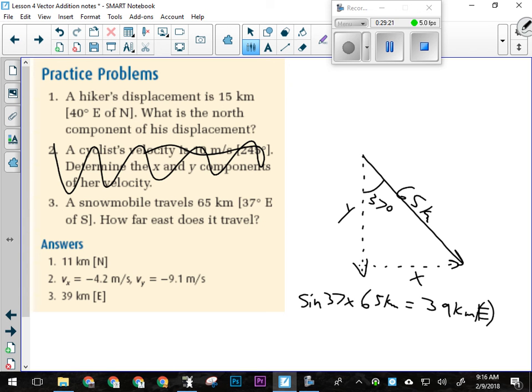Okay, questions on how that works? In this case, sine got me x. Sine always gets me the opposite side, because the sine of any angle is the opposite side divided by the hypotenuse. I was looking for the opposite side, so I multiplied both sides by the hypotenuse in order to get that other side. So it doesn't always calculate x, but it always calculates the opposite side from the angle. In this case, that happened to be x. Sometimes it's y.